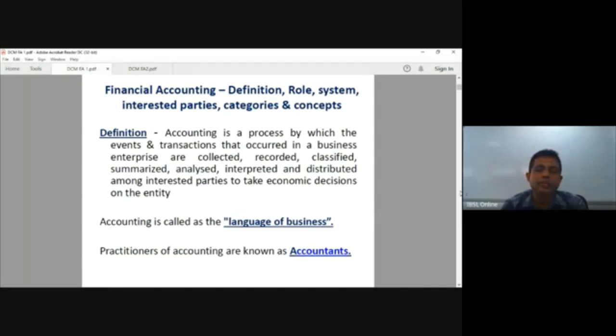Accounting, the subject of accounting, facilitates all these functions, right? Therefore, in the normal business industry, accounting is called the language of business, and the people who are practicing accounting are called accountants. If you take the accounting or the financials, the final result of accounting is the financial statements, the final accounts.